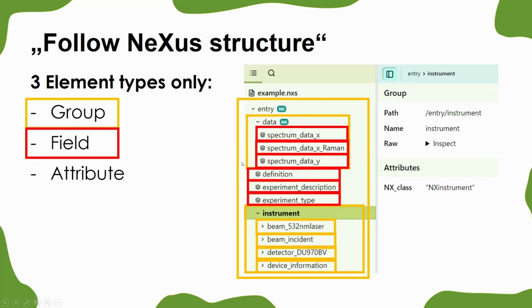You have some fields. These fields are highlighted by this datasheet stack symbol. You have here the spectrum data X Raman, spectrum data Y, definition, experiment description, experiment type. And then the last thing is the attribute. I have selected here the instrument level. This is why you can see on the left side under attributes the NeXus instrument class.